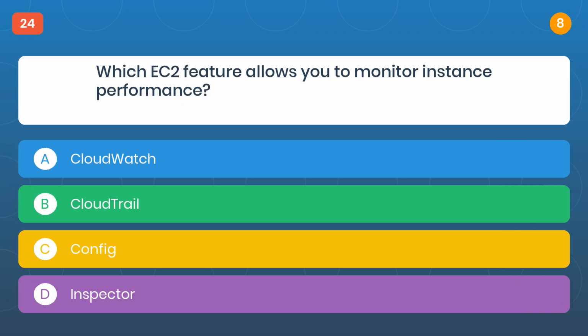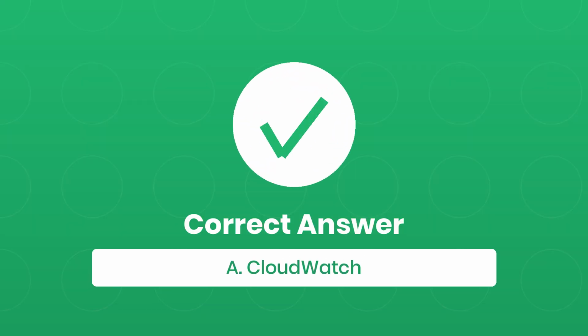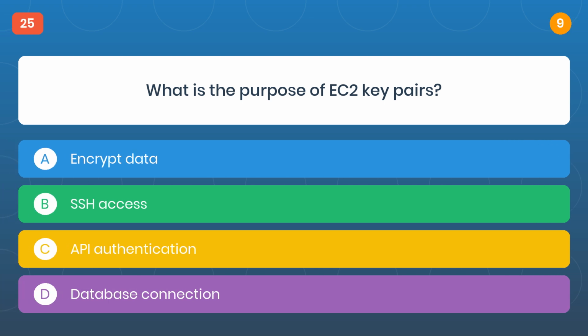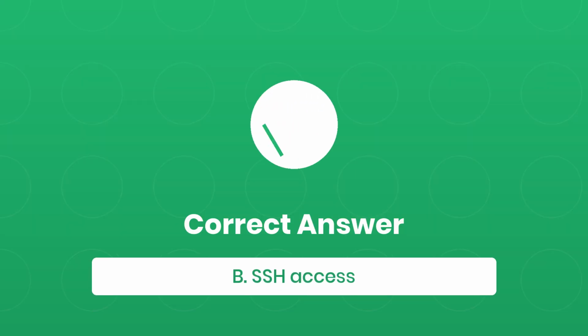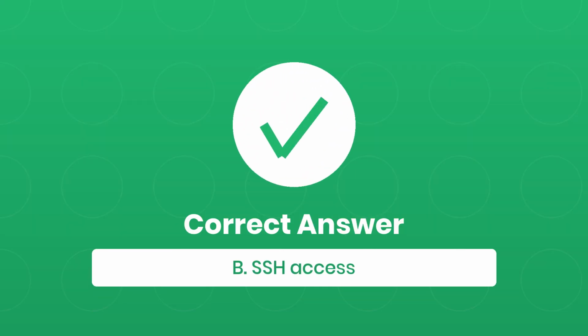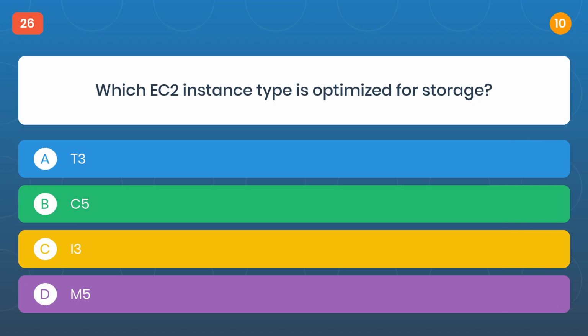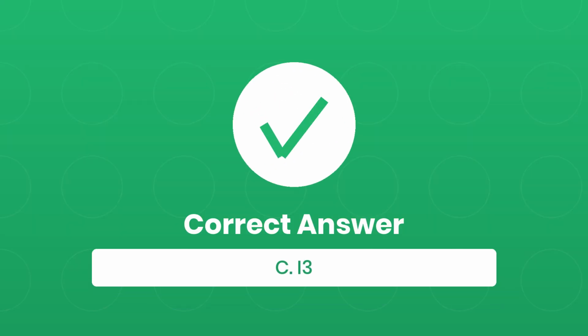Question 24. Which EC2 feature allows you to monitor instance performance? The correct answer is A, CloudWatch. Question 25. What is the purpose of EC2 key pairs? The correct answer is B, SSH access. Question 26. Which EC2 instance type is optimized for storage? The correct answer is C, I3.